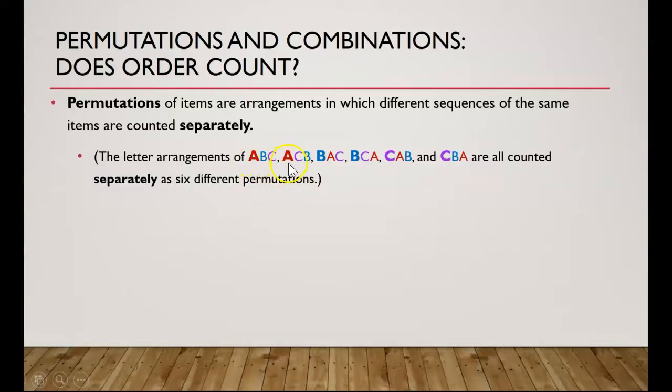We can put A first and then BC or CB. We can put letter B first and then AC or CA. Or we can put C first and then AB or BA.